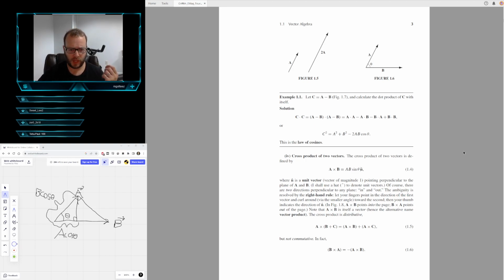So, like scalar multiplication and the scalar product or dot product, the cross product is distributive. So A cross B plus C is equal to A cross B plus A cross C. But it is not commutative. B cross A is not equal to A cross B. It is equal to the negative of A cross B.